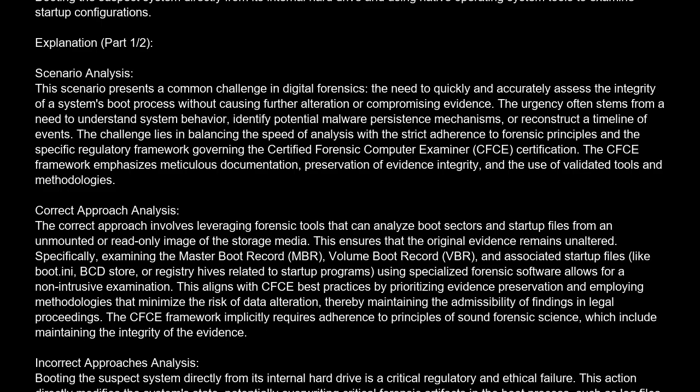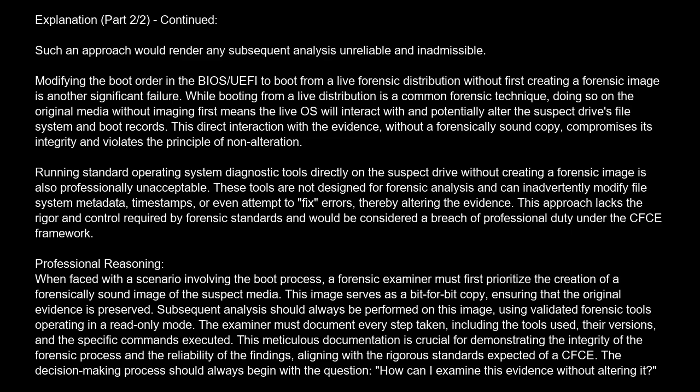Incorrect approaches analysis. Booting the suspect system directly from its internal hard drive is a critical regulatory and ethical failure. This action directly modifies the system's state, potentially overwriting critical forensic artifacts in the boot process, such as log files or newly created temporary files. It violates the fundamental principle of evidence preservation, a cornerstone of digital forensics, and implicitly mandated by the CFCE emphasis on sound forensic methodology. Such an approach would render any subsequent analysis unreliable and inadmissible.